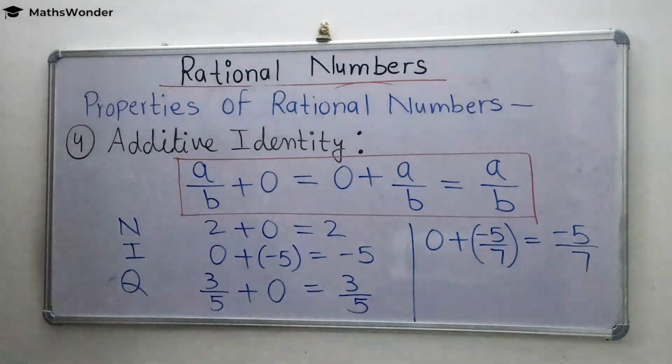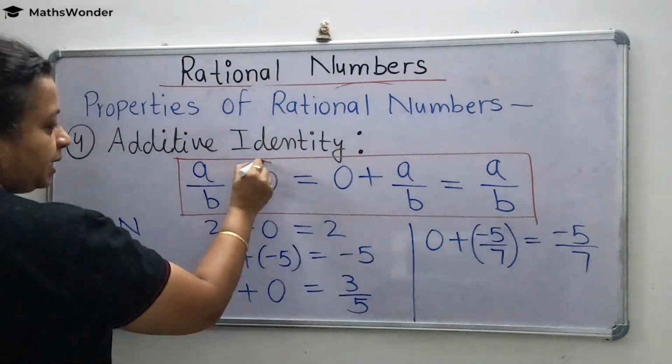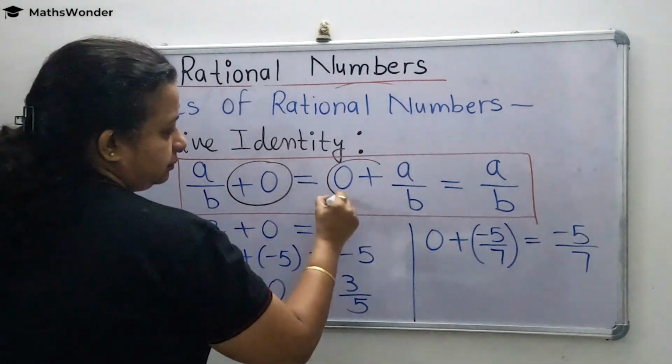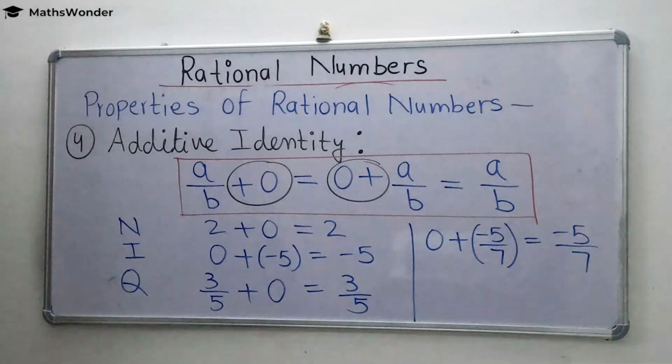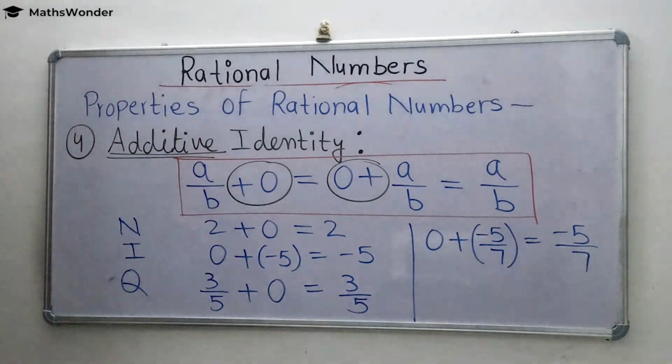Not only rational numbers. 0 is the identity of natural numbers, whole numbers, integers and rational numbers. For all the 4 number systems, 0 is the additive identity.